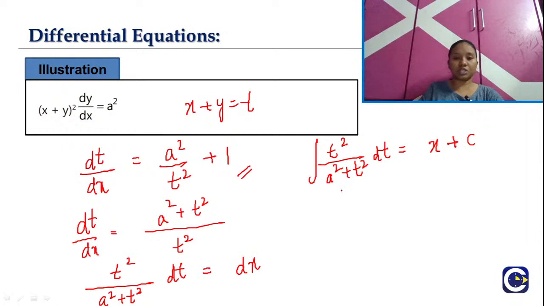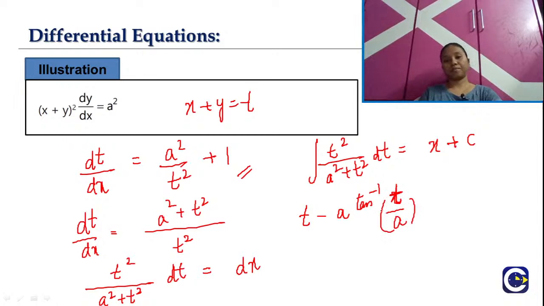Now the integration here will be t square by a square plus t square. We have a formula, so using that we can do it. The integration here will be t minus a tan inverse t by a. On the other side it will be x plus c.